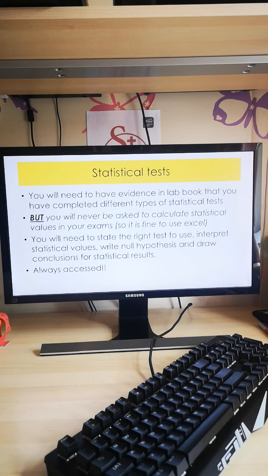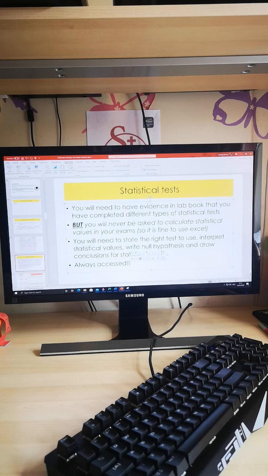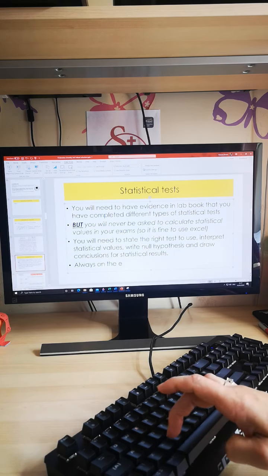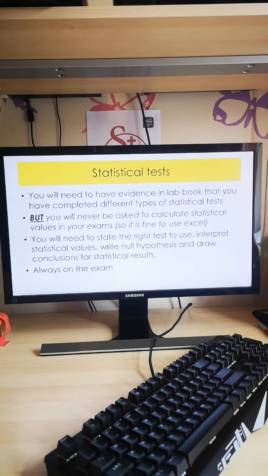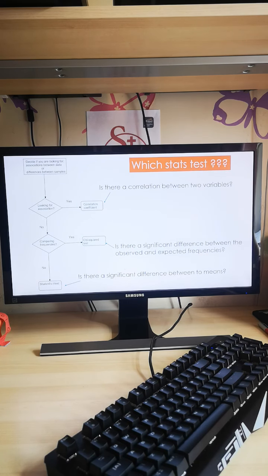But you will need to pick the right test to use, and there are 3 different stats tests that you need to know about for biology. You will need to interpret statistical values. You will have to write null hypotheses, and you will need to draw conclusions for statistical results. Those things you do need to be able to do are always on the exam. So we make sure we prepare for those really well. We'll make sure everybody can do all of these, and we're only starting the process now. For some people it takes a little bit longer to get your head around stats. That's okay.